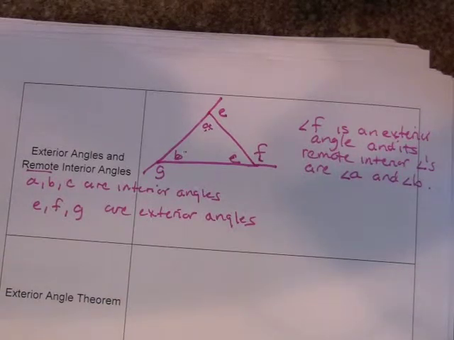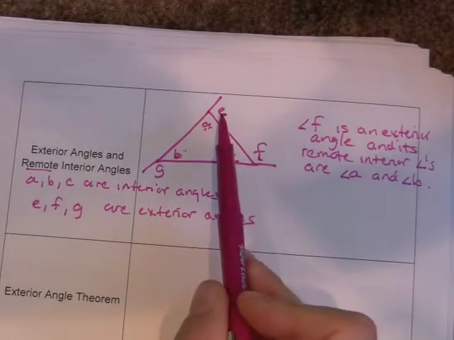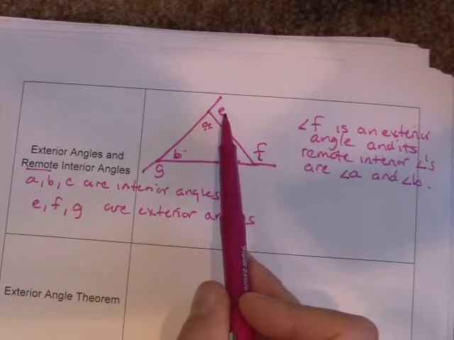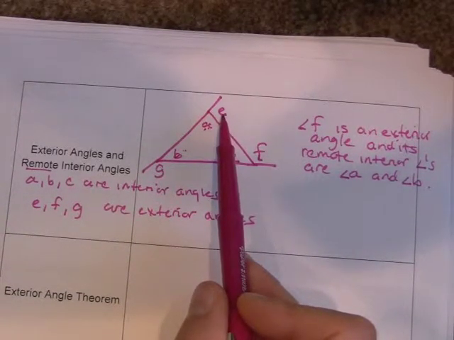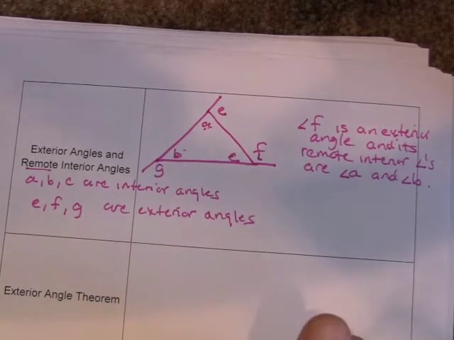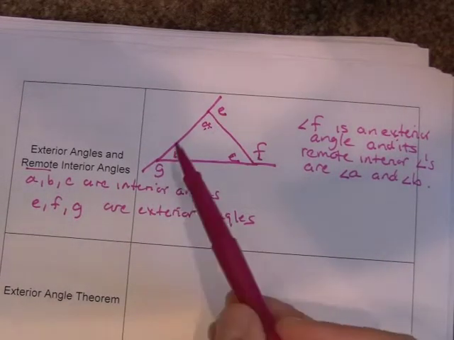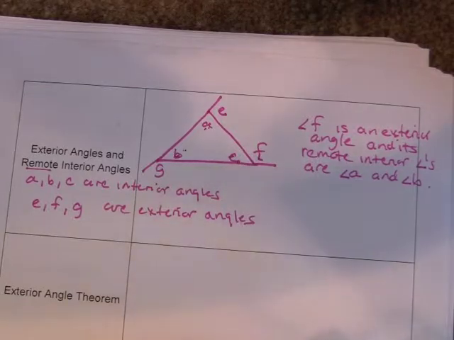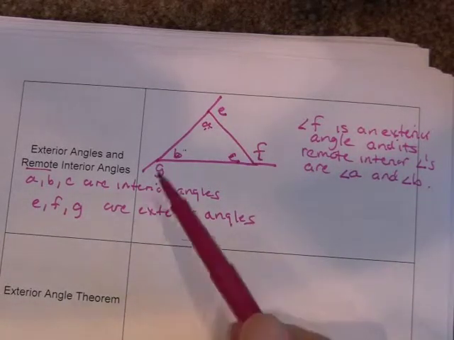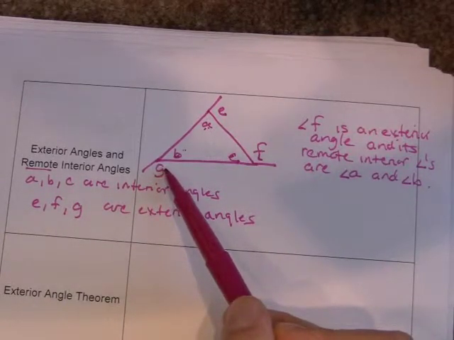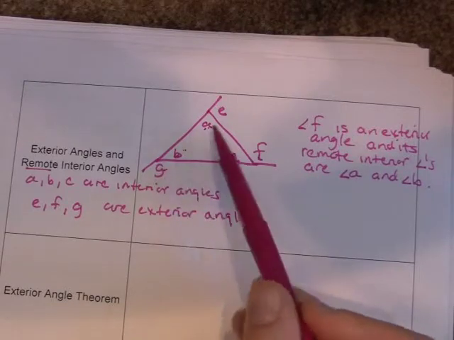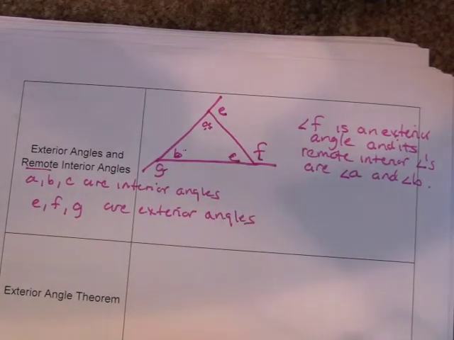So for instance, look at angle E. What would be its 2 remote interior angles? The 2 interior angles that are not next to angle E. It would be angle B and angle C. And lastly, for angle G, what would be the 2 remote interior angles? It would be angle A and angle C.